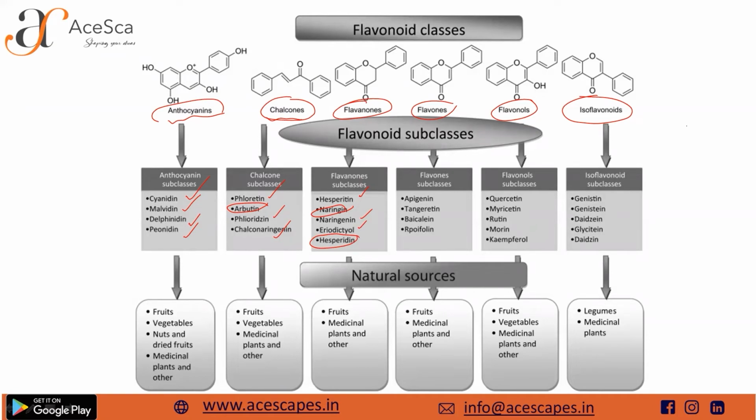And the important ones include your quercetin, myricetin, rutin, kaempferol. So these are some of the important ones. You just have to remember that these are all examples of flavonoid compounds. That is arbutin, naringin, hesperidin, quercetin, myricetin, rutin, and kaempferol. So these are some of the examples for flavonoids.